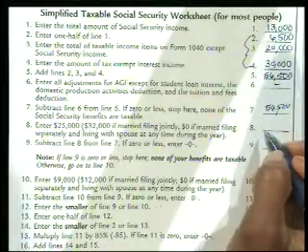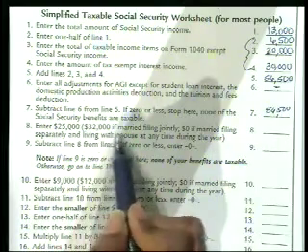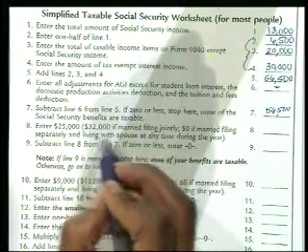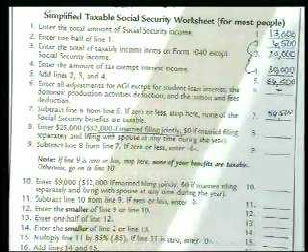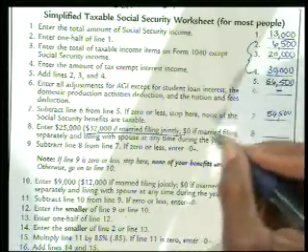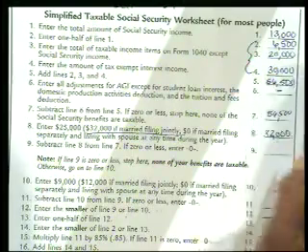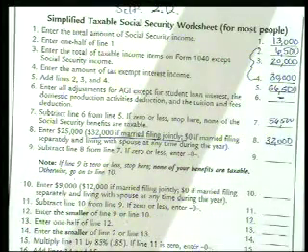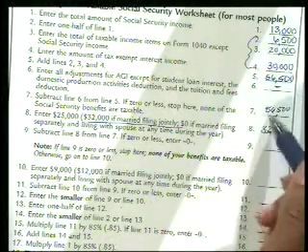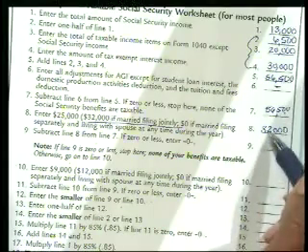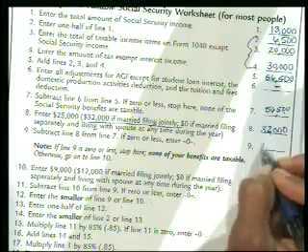Line 8 tells us to enter $25,000 or $32,000 for married filing jointly, and we are married filing jointly. $25,000 would be for single, head of household, and all those other filing statuses, or 0 if you're married filing separately. But we fit the married filing jointly one, $32,000. And number 9 says subtract line 8 from line 7. So I'm going to take $56,500 minus $32,000, and I get $24,500.